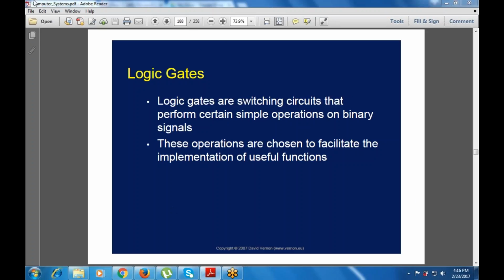So the next part: what is a logic circuit? Logic circuits are switching circuits that can perform certain simple operations on binary signals, and these operations are chosen to facilitate the implementation of a useful function. Whatever the useful function, the logic gate is used to implement it with binary signals.